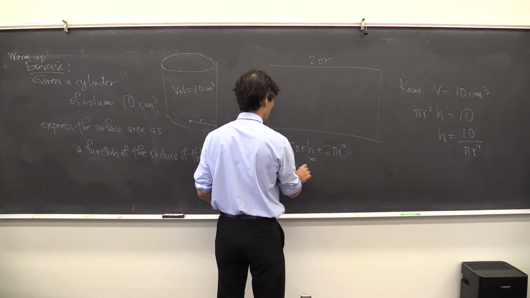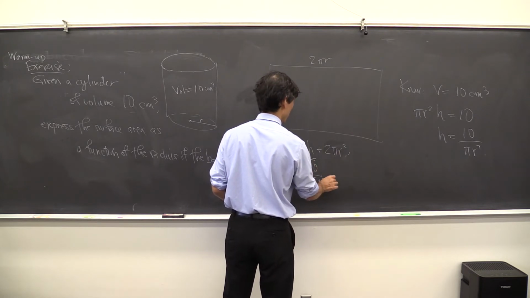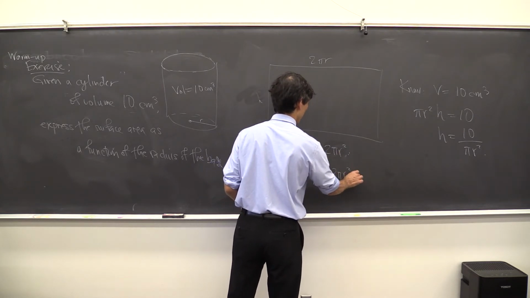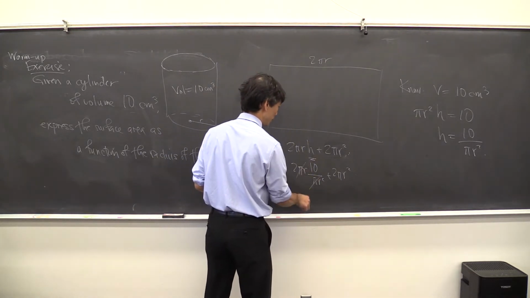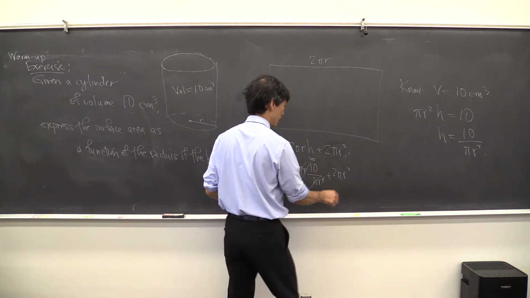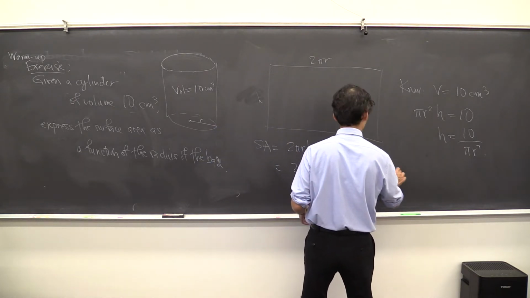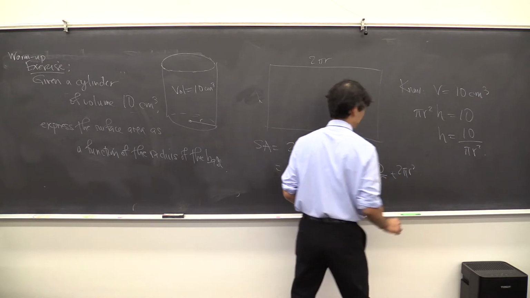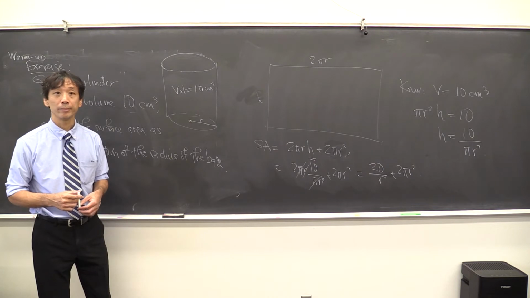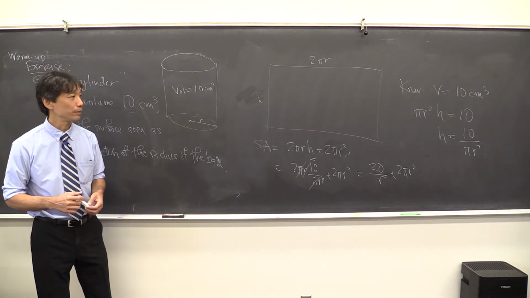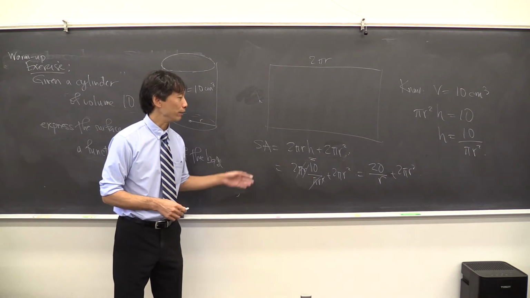We get 2 pi r times h, which is 10 over pi r squared, plus 2 pi r squared. And then some simplification will occur. You cross out the pi's, cross out one of the r's, and you get 20 over r plus 2 pi r squared. Okay, so that expresses the surface area as a function of the radius.